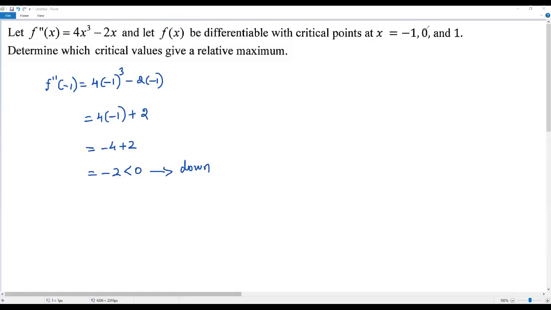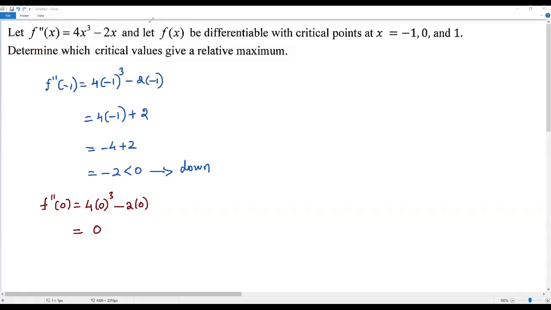Now let me plug in the second critical value 0 into f double prime of x. F double prime of 0 equals 4 times 0 to the third power minus 2 times 0. Anyway, it will become 0. 0 multiplied by 4 is 0, and this is also 0. Everything becomes 0. Since f double prime of 0 becomes 0, we don't have any information about the concavity, whether the graph of the given function is concave up or concave down at x equals 0. So we can ignore this result. When I plug in the critical value into the second derivative, it has to be either positive or negative so that we can decide whether we have a relative maximum or relative minimum.